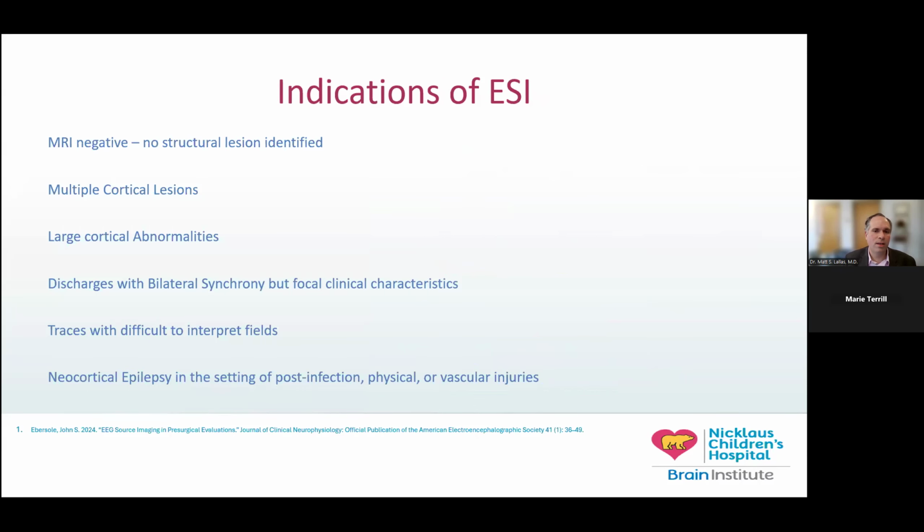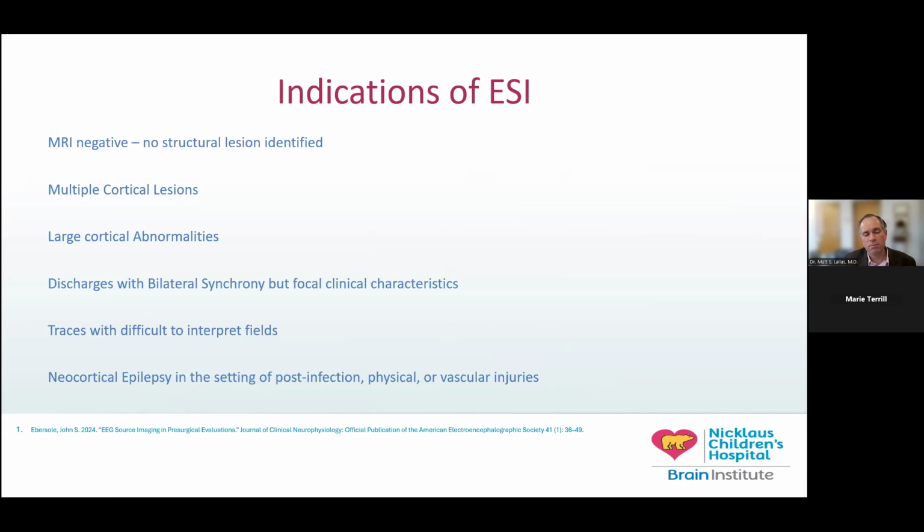So the indications of ESI that are generally accepted include when a patient has intractable epilepsy being evaluated for surgery and they have no structural lesion identified on their MRI. If they've got multiple cortical lesions and you're trying to identify which one might be the cause, such as in a case of tuberous sclerosis. Cases with large cortical abnormalities where you think that potentially only part of it might need to be resected or be the likely driver of the source of the epilepsy.